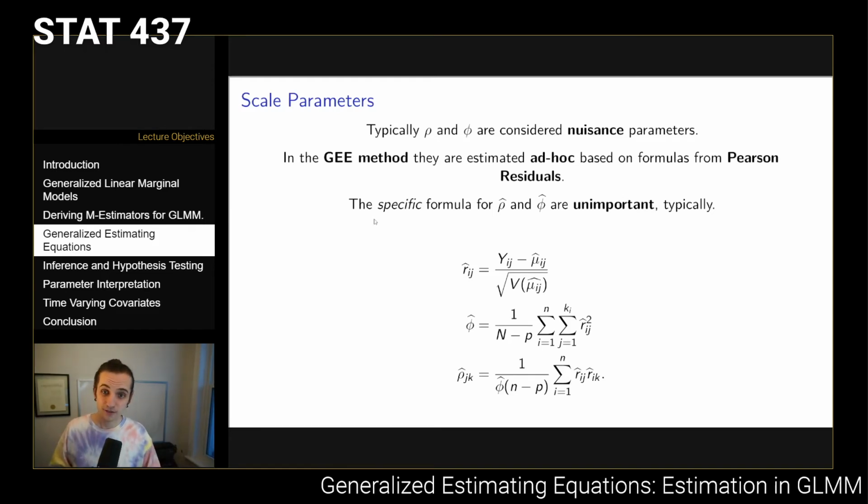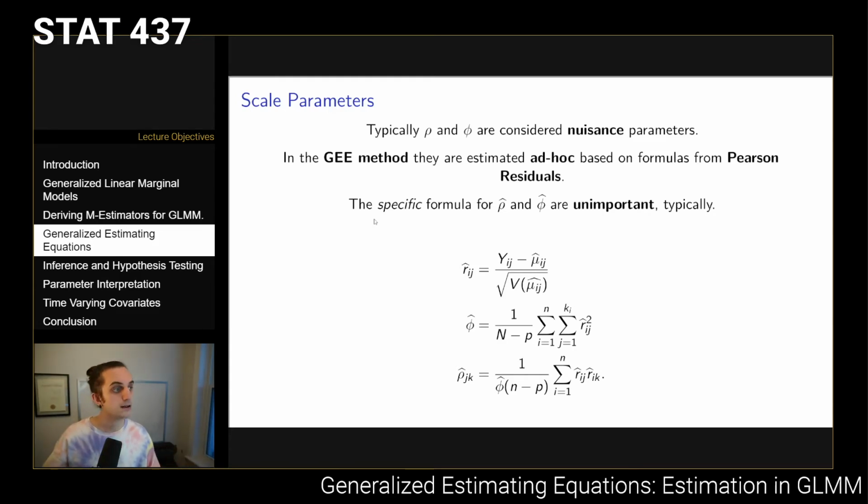Now, we also have two additional parameters, right? We have the rho and we have the phi. Now, these are the correlation and the scale parameters, respectively. And generally speaking, we're going to think of them as nuisance parameters. We don't really care about them. That's because when we're fitting these marginal models or these generalized linear marginal models, our focus is really on how the mean relates to the covariates that we care about. Okay? And so everything else is just sort of getting in the way. And GEE is such a powerful method because it really only requires us to have this mean correct. But in order to actually do the estimation in an effective way, we do need these other parameters.